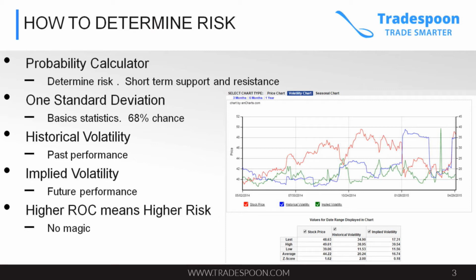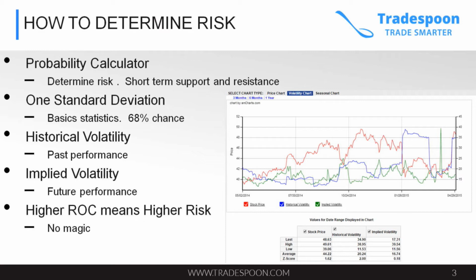One standard deviation that you can see on the probability calculator is the basic statistics. You will hear a lot when you talk about option trading that you are looking for 30% gain between the strike prices of a spread, or whatever strategy you're executing. That means you're looking for roughly a 68% chance of being correct. So basic statistics is very important. That means you need to know what are the odds of your trade being successful.